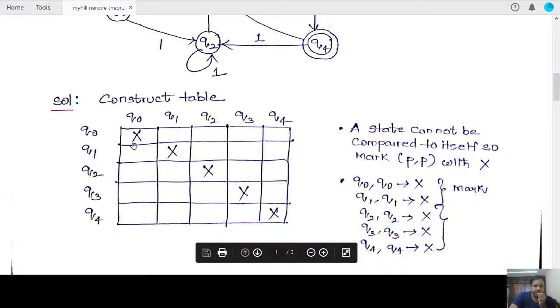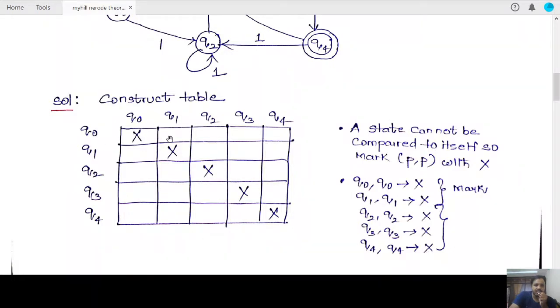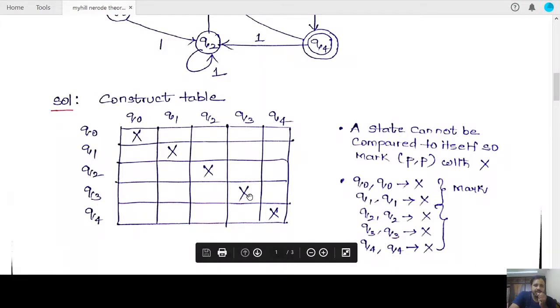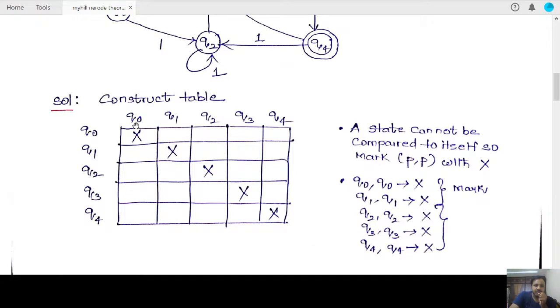Then next one. So here, see Q0, Q0. In the Q0 row, Q0 column, I marked a cross, right? Then Q1, Q1. We cannot compare Q1, Q1, so I marked it with a cross. Next Q2, Q2, we cannot compare, marked with a cross. Q3, Q3, we cannot compare, so marked with a cross. Q4, Q4, we cannot compare, so marked with a cross. Okay. So this is the first step that you have to do after constructing the table.